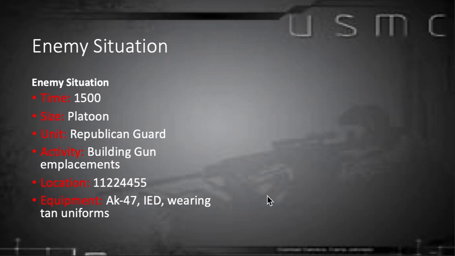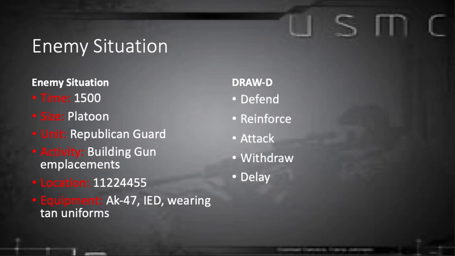All right, so then we have equipment here. The enemy has AK-47s, IEDs, and they're wearing tan uniforms. It's important to know not only what kind of small arms we might be up against, maybe they have some IEDs or mines or something later on, but what kind of uniforms they are wearing. It's important to know your enemy, right? So that's why we have equipment. The next part of this paragraph is Draw D. This information highlights which course of action the enemy is likely to take. It comes in the format of defend, reinforce, attack, withdraw, and delay.